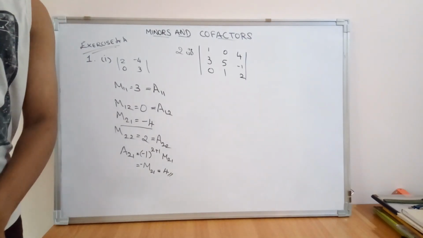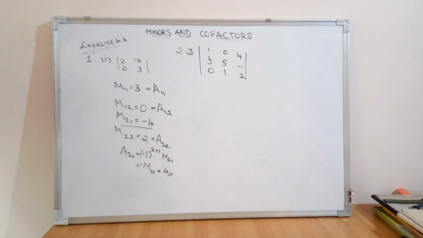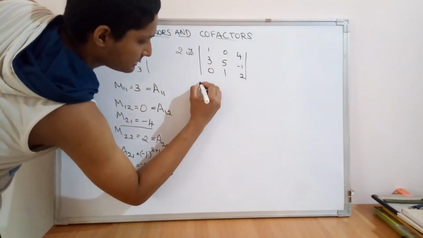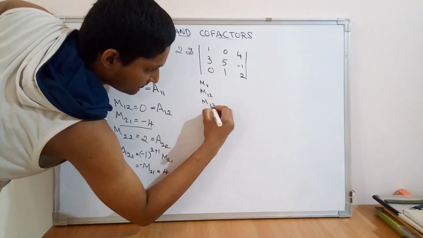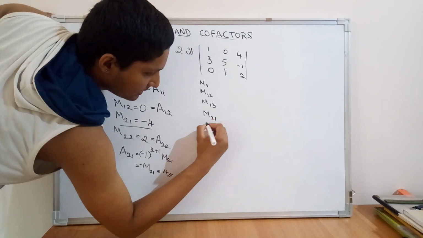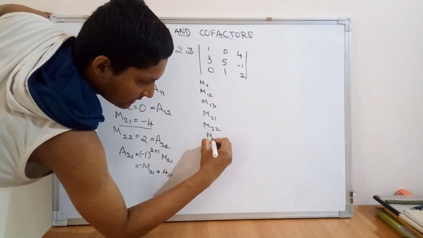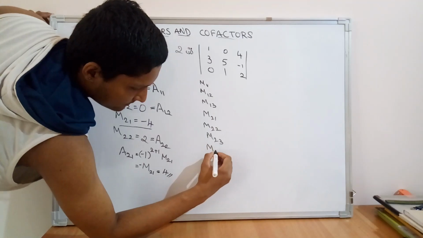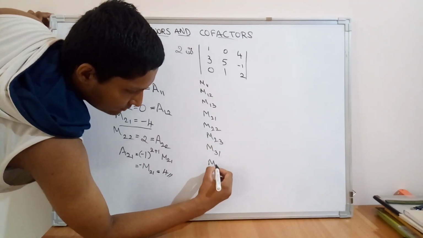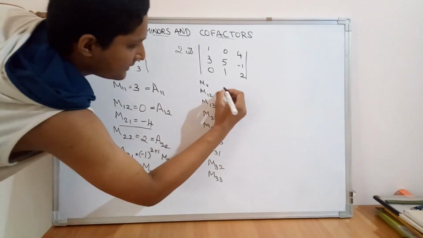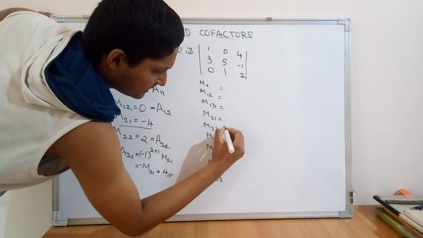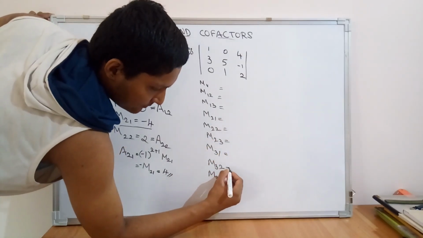Okay. Next one is the second subdivision. So we'll see what we are going to do for the second subdivision. Maybe we'll find the minors first, that is M11, M12, M13, then M21, M22, M23, then M31, M32, M33. Okay, 9 minors we are going to get. So it's all direct. That is not so difficult.